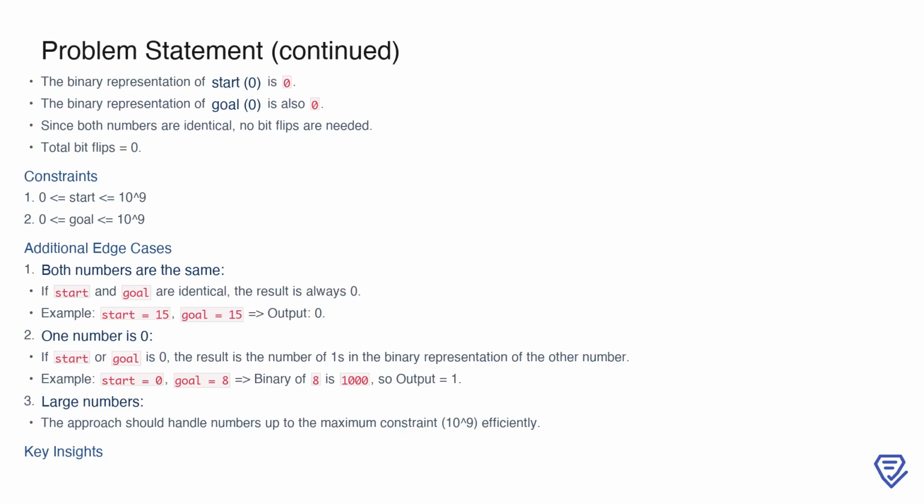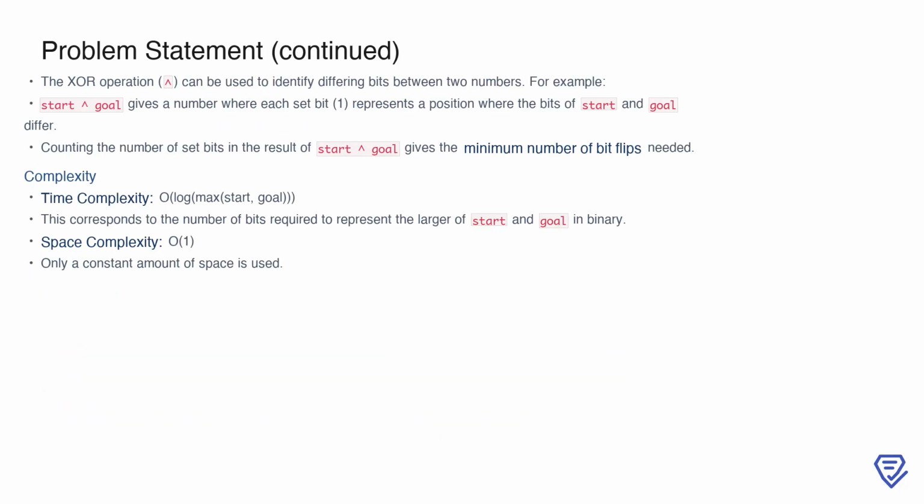efficiently. To solve this problem, we can use the XOR operation, denoted as caret. The XOR operation is particularly useful here because it produces a binary number where each set bit, or 1, represents a position where the bits of start and goal differ. For example, performing start caret goal directly identifies which bits need to be flipped. To determine the minimum number of bit flips, we simply count the number of ones, or set bits, in the result of start caret goal.